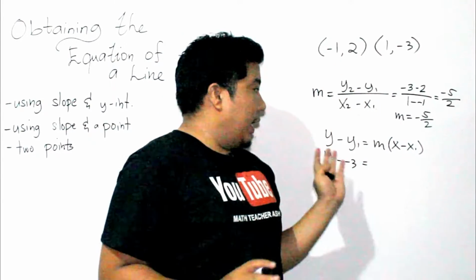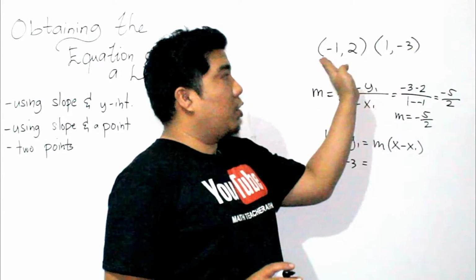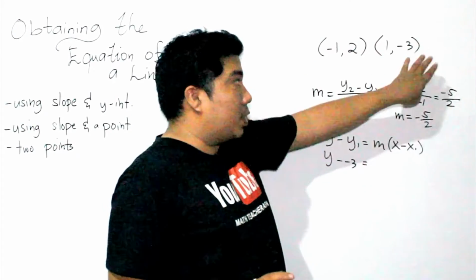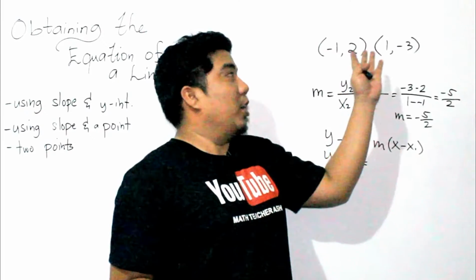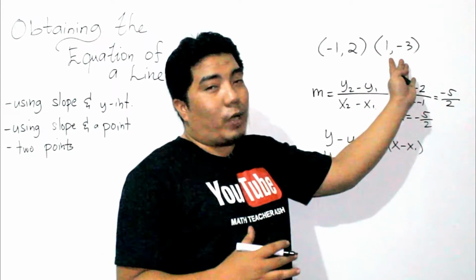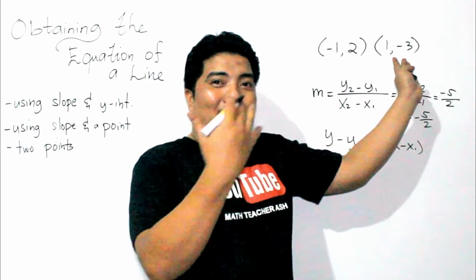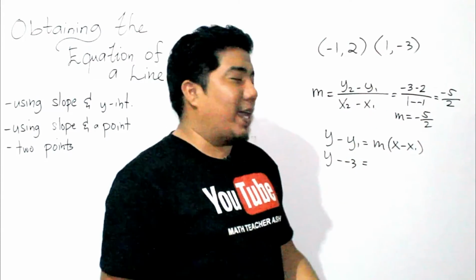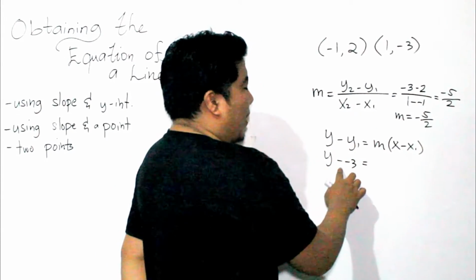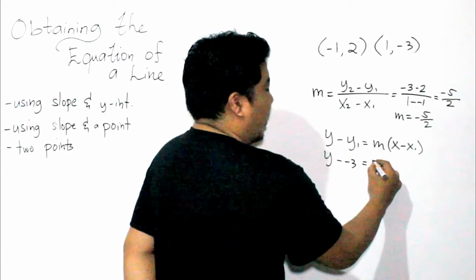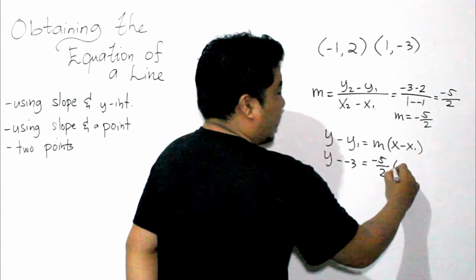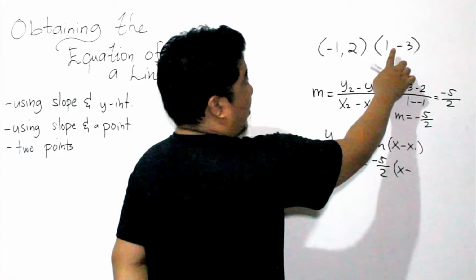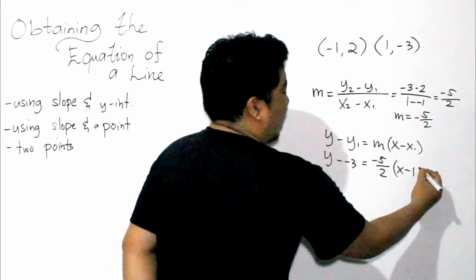Okay, so remember, in our point slope form, you can use either of the two. I'm using this one, for example, because in our first example, we used this one. Okay, so right now, I will try to use this one. Okay, for obtaining our equation of the line. Okay, so we have y minus negative 3, and then our m is negative 5 over 2 times x minus here. Okay, so minus 1.